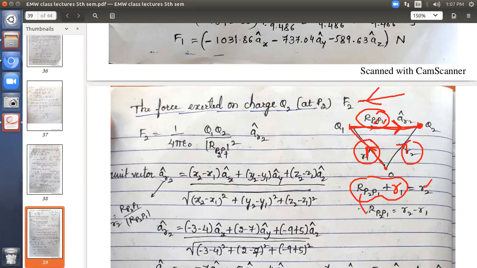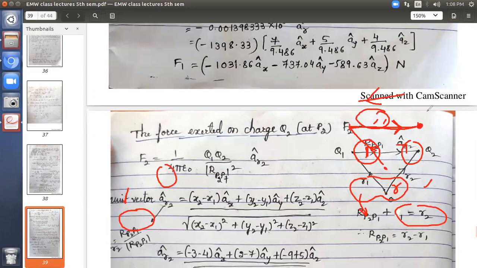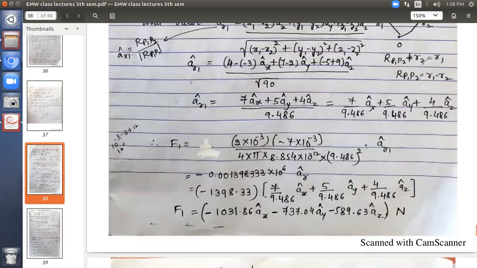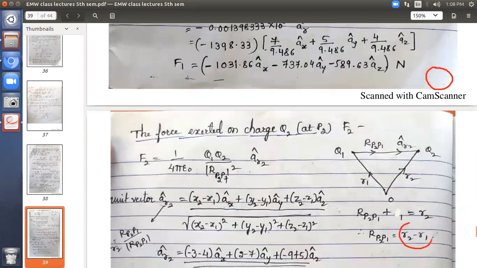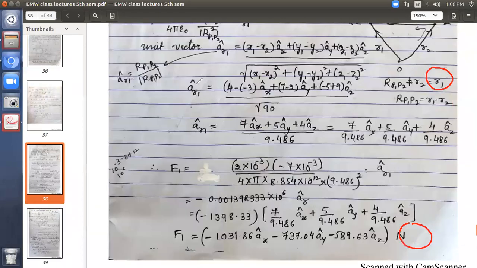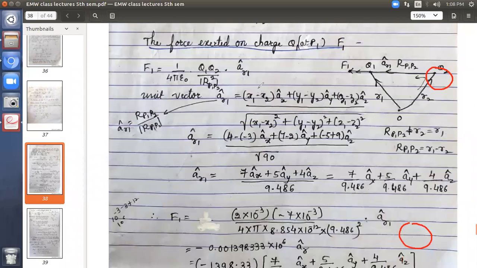If you calculate this, the unit vector is given by the position vector divided by its magnitude. How can we find the position vector? It is R2 minus R1. Just compare this force with the earlier force. Here it was R1 minus R2. In this case, it is R2 minus R1. Here everything gets reversed. In the earlier unit vector calculation, you took first point minus second point in every x, y and z direction.